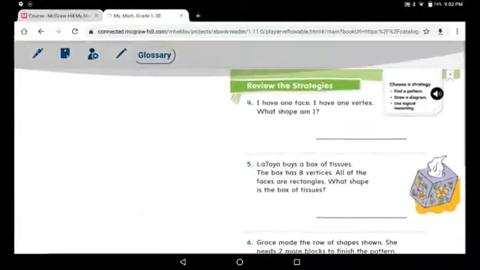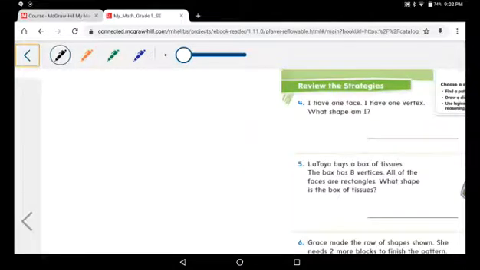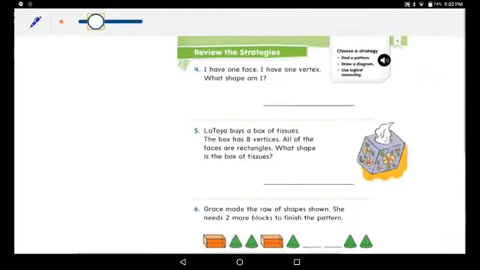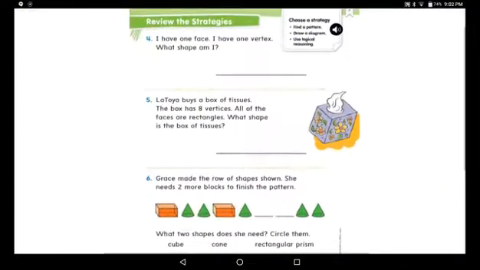My super students, this question number 4. I'm gonna solve it with you. I have one face. I have one vertex, so one face and one vertex. What shape am I? So let's remember the shapes we have learned. I have a cube. Cube has many faces. Is it a rectangular prism? No, it's also like cubes, has many faces.